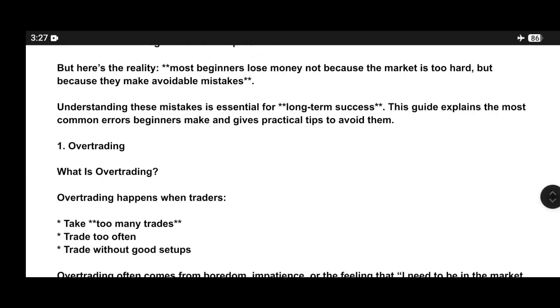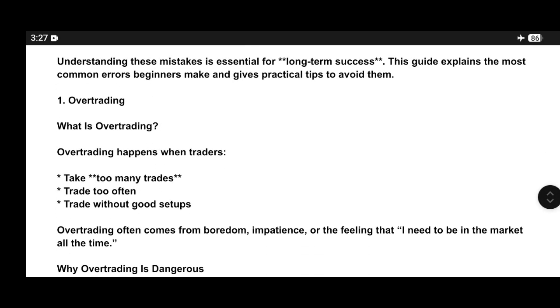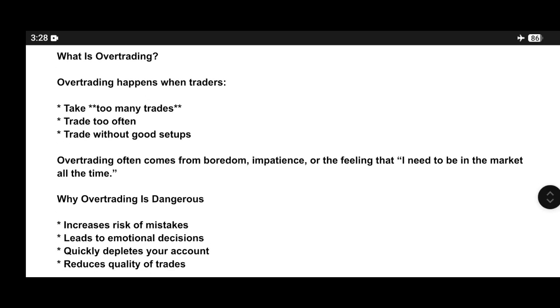Number one is overtrading. What is overtrading? Overtrading happens when traders take too many trades. It happens when you trade too often, and also when you trade without a good setup. Overtrading often comes from boredom, impatience, or the feeling that I need to be in the market all the time.